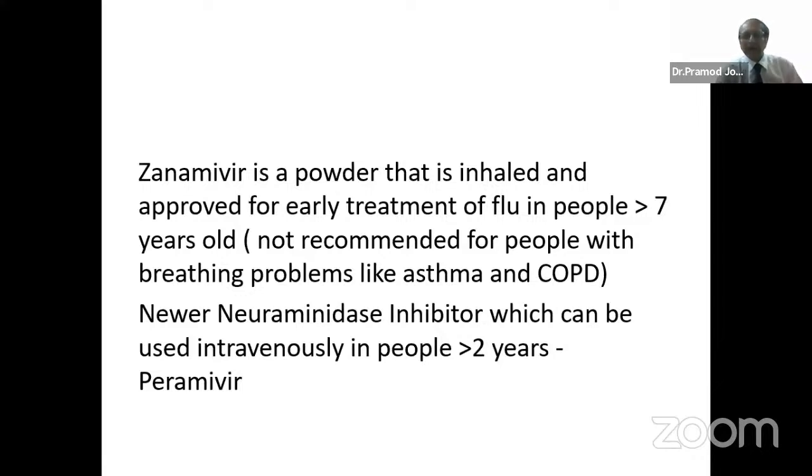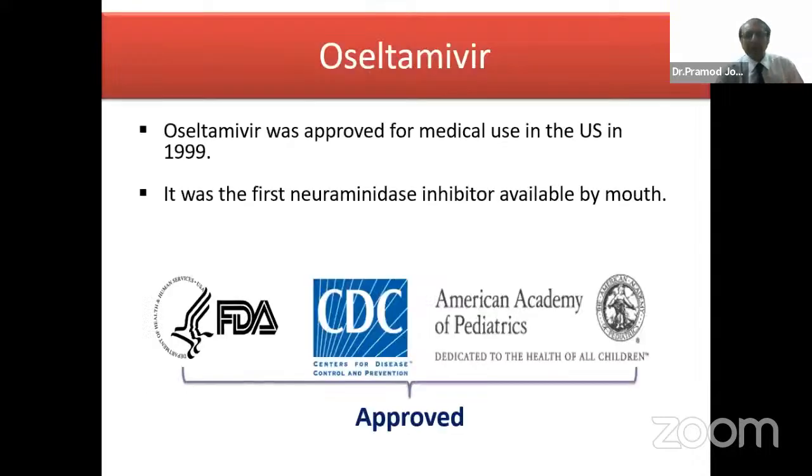Zanamivir is a powder that is inhaled and approved for treatment of flu in people above 7 years, but not recommended for people with breathing problems like asthma and COPD. And there are some newer neuraminidase inhibitors which can be used intravenously also, like peramivir. Let us know a bit more about oseltamivir, which was approved for medical use in the US in 1999, and it was the first neuraminidase inhibitor available by mouth.